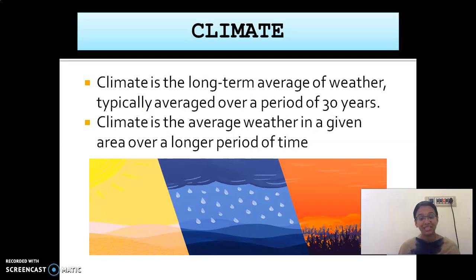The second topic is climate. First we discussed weather. The second one is climate. Both weather and climate are not the same. Weather is taken as a period of a few days. But climate is taken as an average over 30 or 25 years.